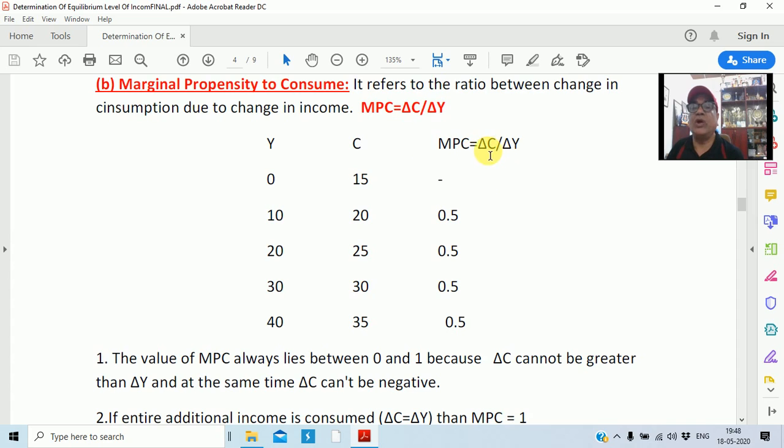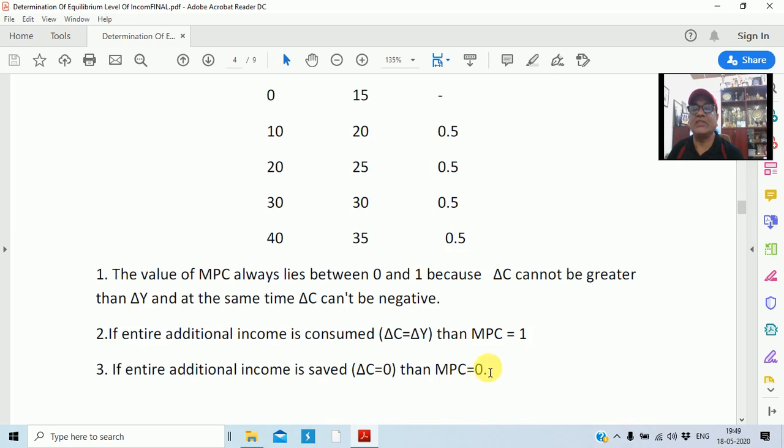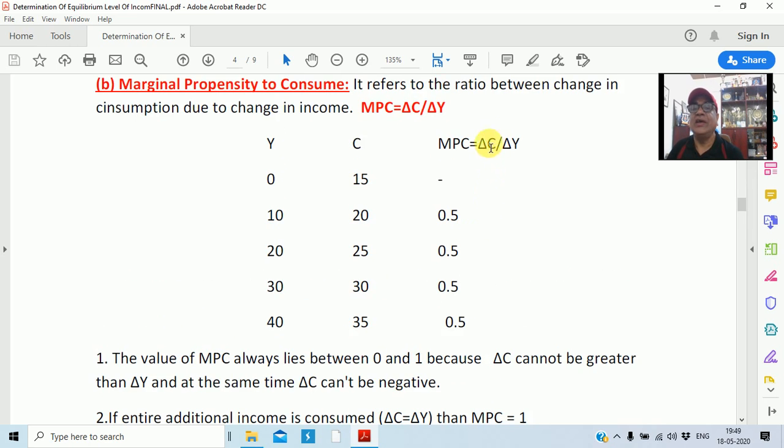What will be the value of delta C? 0. And if your delta C is 0, then 0 divided by delta Y, what will be MPC? 0. So what is the minimum value of MPC? 0. The minimum value of MPC is 0. This MPC will be 0 when delta C is 0. Delta C will be 0 when all the income increase is saved. It means delta Y is equal to delta S.